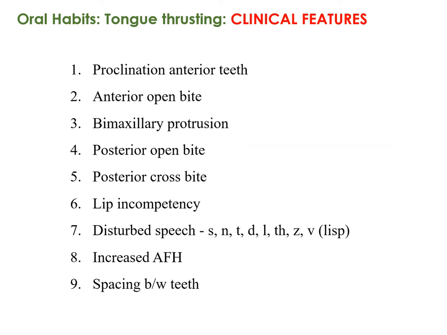What are the clinical features you will notice in an individual who has a tongue thrusting habit? There will be proclination of the anterior teeth, anterior open bite, bimaxillary protrusion, posterior open bite, posterior cross bite, lip incompetency, disturbed or slurred speech, or there can be a lisp, that's the kind of noise you will hear whenever they try to pronounce certain words, especially S, N, T, D, th. There will be that kind of noise produced. Increased anterior facial height and also spacing between teeth. So these are all clinical features which will help you in identifying the habit.